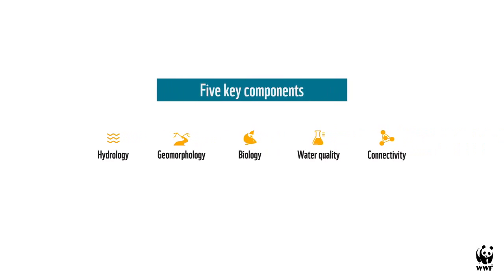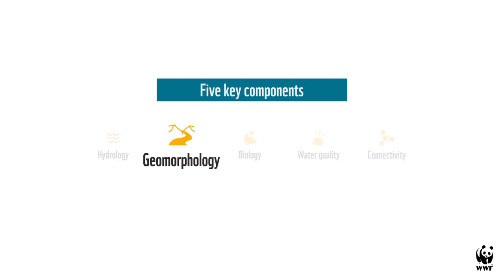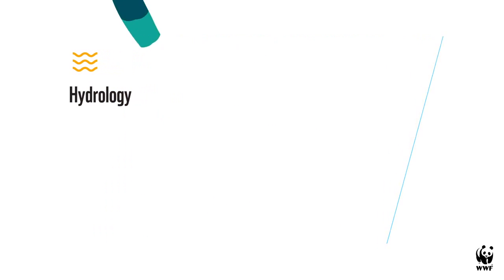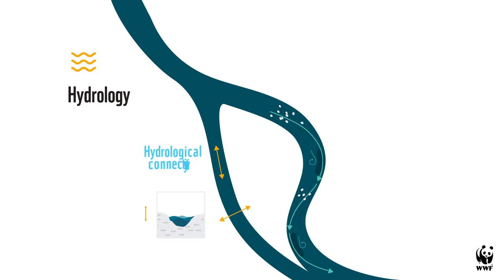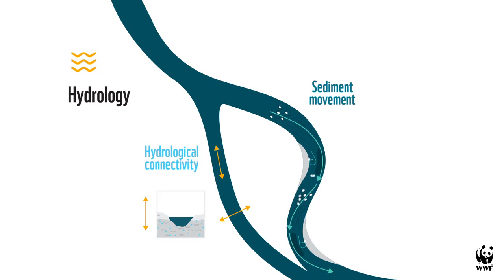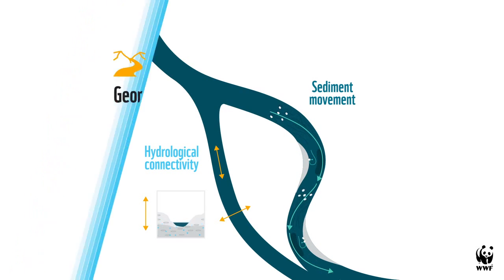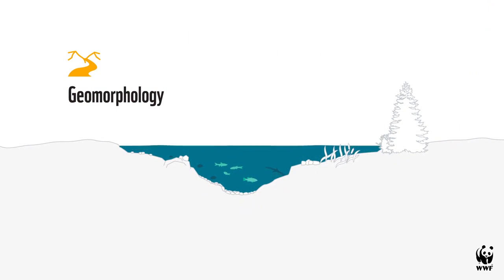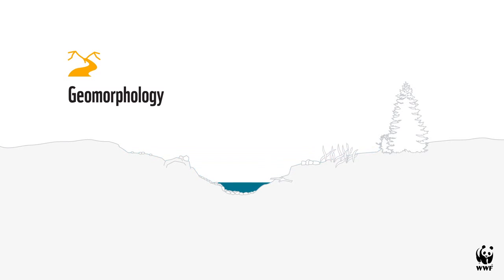Our understanding of environmental flows is based on the analysis of 5 key components: hydrology, geomorphology, biology, water quality, and connectivity. Hydrology describes the movement of water over time. Hydrology affects all of the other key components and is the most sensitive to climate change. Geomorphology describes the shape and composition of stream channels. It also describes physical processes such as erosion and sediment deposition.